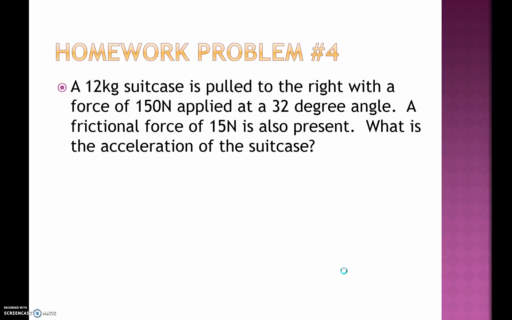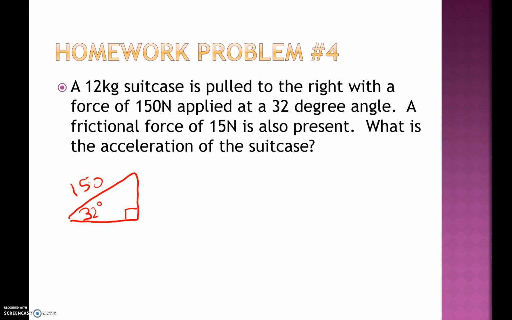All right, problem number 4. A 12 kilogram suitcase is pulled to the right with a force of 150 newtons applied at a 32-degree angle. A frictional force of 15 newtons is also present. What is the acceleration of the suitcase? Well, here we see we have an angle, so that should signify that we will have a triangle. Okay? Now they told us the angle was 32 degrees. The force is 150 that is being pulled. Righty? And basically we want to know what the acceleration of the suitcase is.